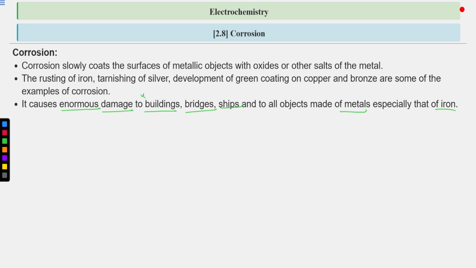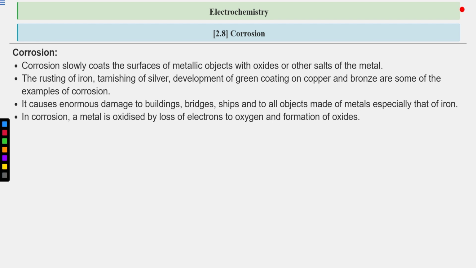Buildings can have iron; we use iron in the windows, in the doors, in the handles, and in the piping also. So buildings can be damaged through this corrosion process. Bridges, which are mostly made up of iron, can be damaged. Ships, which are made of alloy but also iron, can be damaged. And all the objects made up of metal, especially iron.